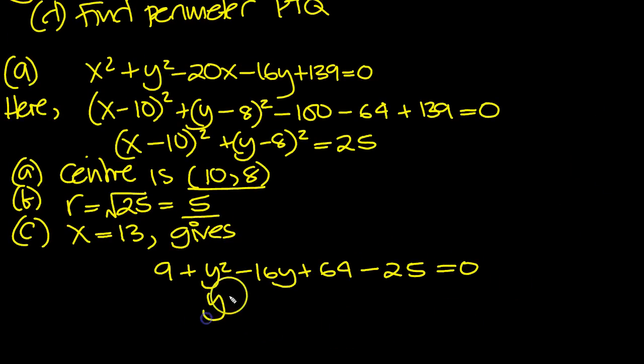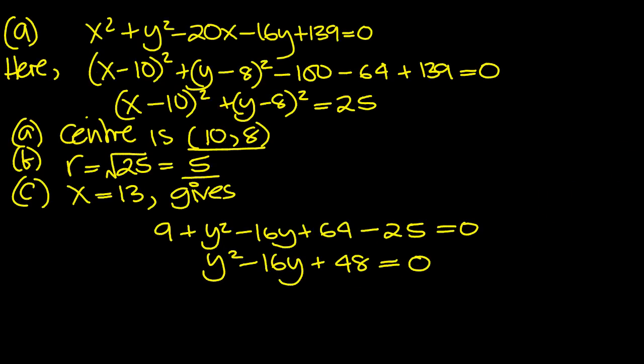Got a quadratic in y. y squared minus 16y. 64 take 25. Well, actually, 9 take 25 is minus 16. 64 take 16 is 48. Equals 0. So let's just check that then. 13 is 9. y squared minus 16y plus 64 minus 25. This, I'm going to work it out a different way, is 39. 64 take 25 is 39, plus 9 is 48. Okay.